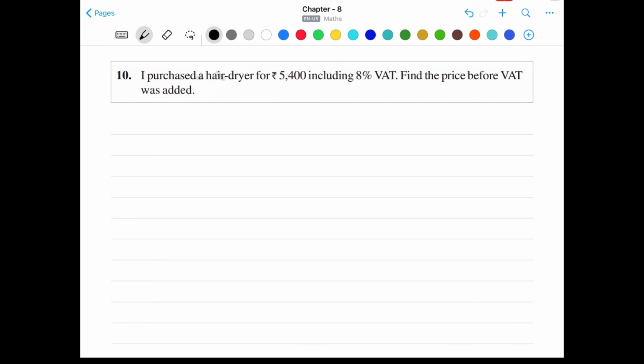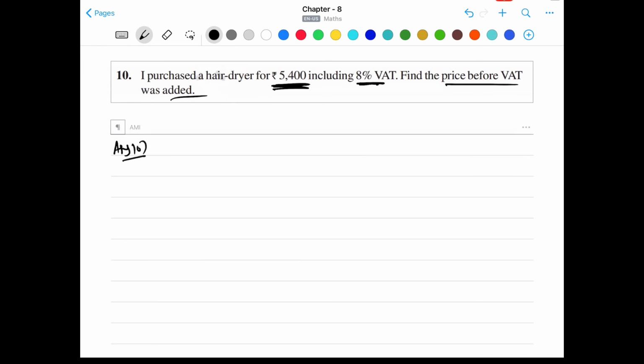It says I purchased a hair dryer for 5400 including 8% VAT. So this amount which is paid by me includes the marked price plus 8% tax, which is value added tax, VAT. We have to find the price before the tax, that is the selling price. We are given the billing amount, which is the sum of the selling price plus the tax. So we are given the tax rate and the billing amount. We have to find the marked price or the selling price. So let's start the answer number 10.